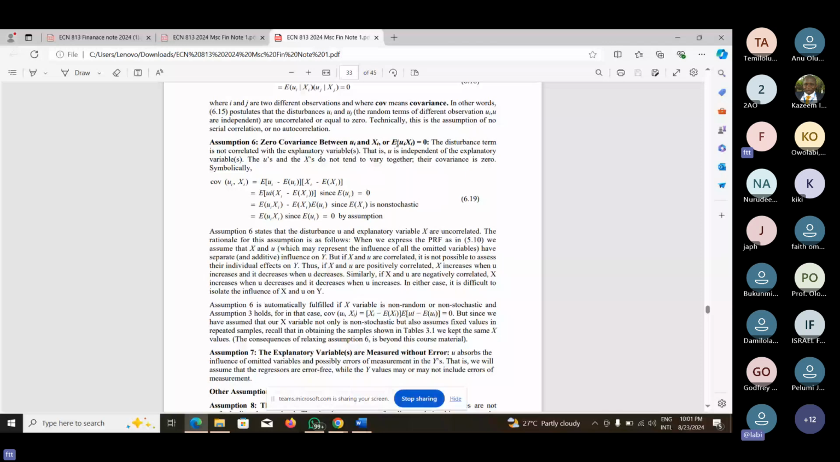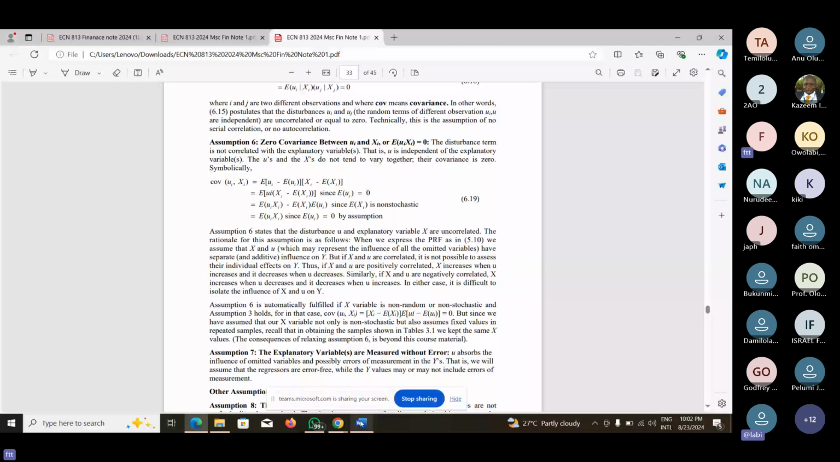So when we see this kind of formula tomorrow, we know that our expectation of ui xi is equal to 0. For zero covariance, it doesn't have a slash, but for zero mean, it has a slash in the middle. I repeat again, for zero covariance, it doesn't have a slash, but for zero mean, it has a slash. Can I move on?